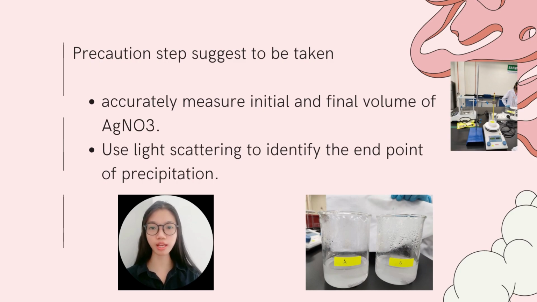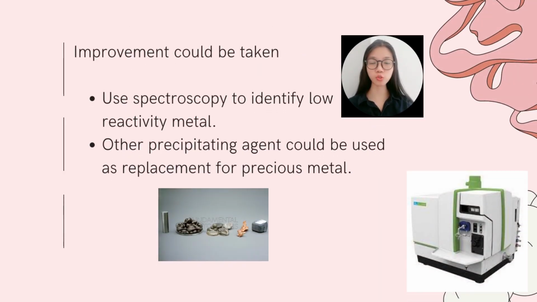The precaution steps that could be taken are to accurately measure the initial and final volume of silver nitrate solution, and use light scattering to identify the endpoint of precipitation. Next, the improvement that should be taken is that we can use spectroscopy to identify the low reactivity method. Besides, other precipitating agents may be used as a replacement for the precious metal.